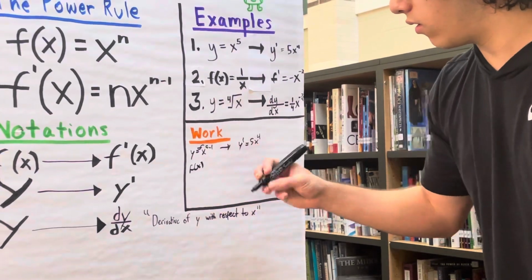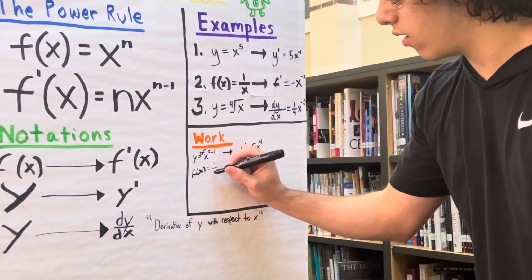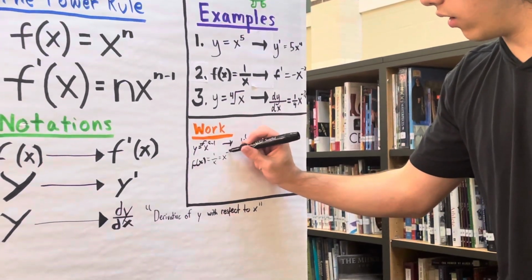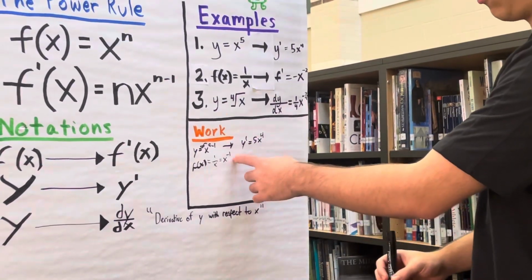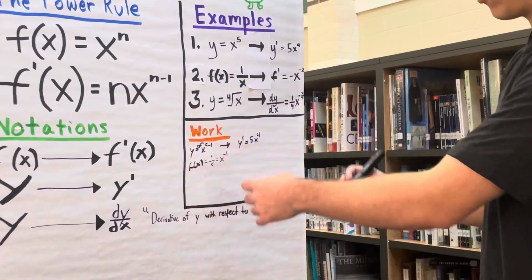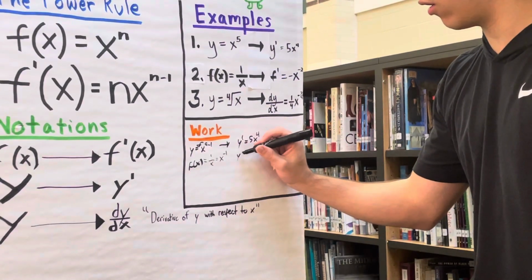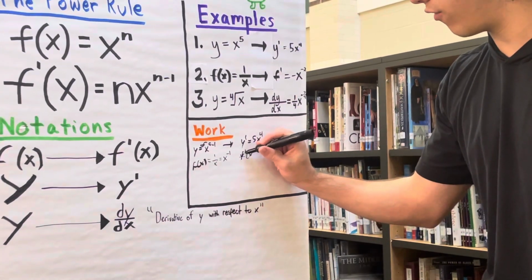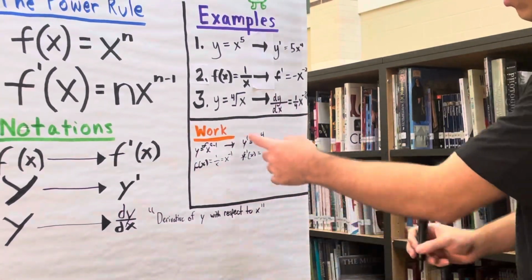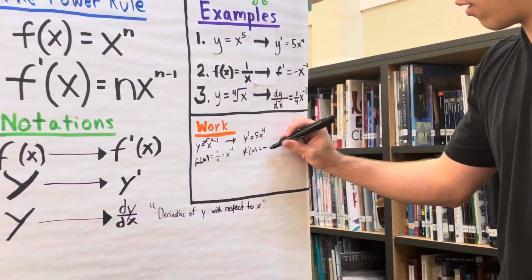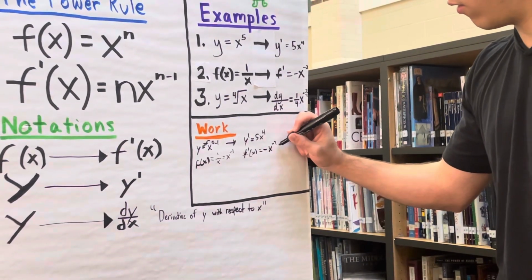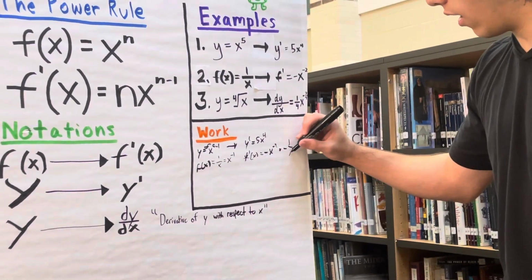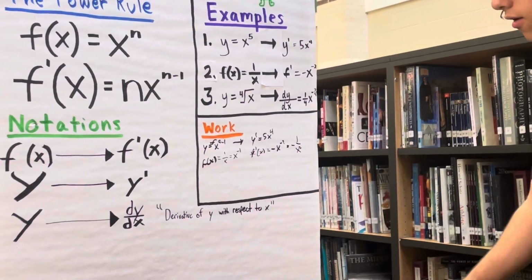For the second one, you have f of x is equal to 1 over x. But that's just another way of saying x to the negative 1. And then you can bring the negative 1 down, and you can subtract by 1. And since it's negative, it's going to go to negative 2. So f prime of x is equal to, you bring the negative 1 down, negative, and then x to the power of negative 2, which can be said as negative 1 over x squared, like that.